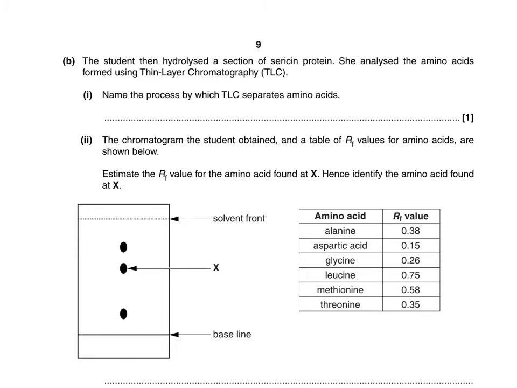The process by which TLC separates amino acids is adsorption. So the amino acids adsorb to the stationary phase, and that's what separates them out. Although it's a little more complicated than that, stick to adsorption.